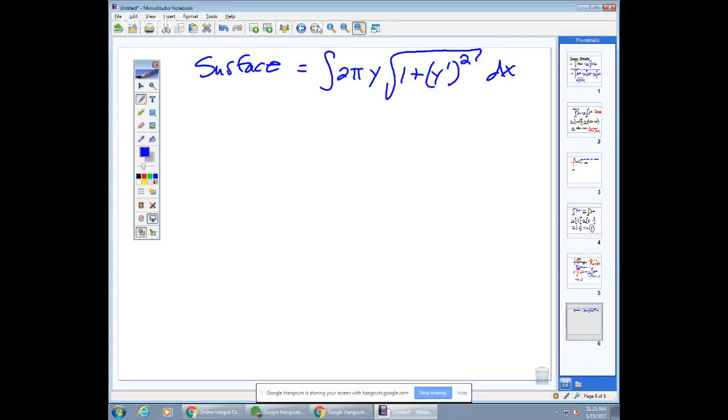So in order to do this, we need to figure out what y prime is. So let's see, y is x to the negative 1. So it'll be multiplied by the power, negative 1 times x to the negative 2 will be the derivative.